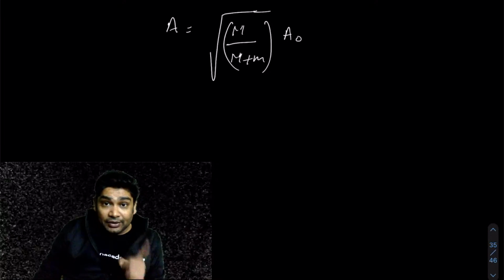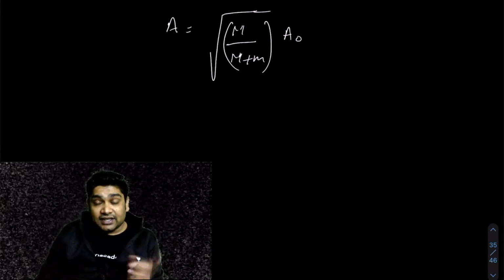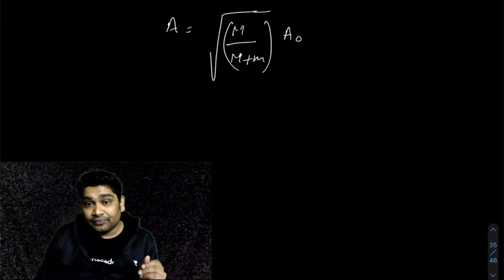So in this case, the amplitude decreases, the velocity decreases, the omega decreases, everything is decreasing. So what do you think happens to the energy?